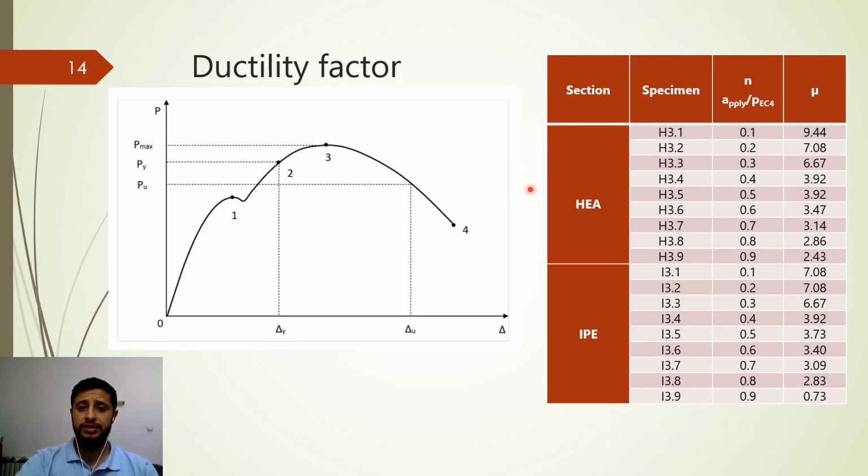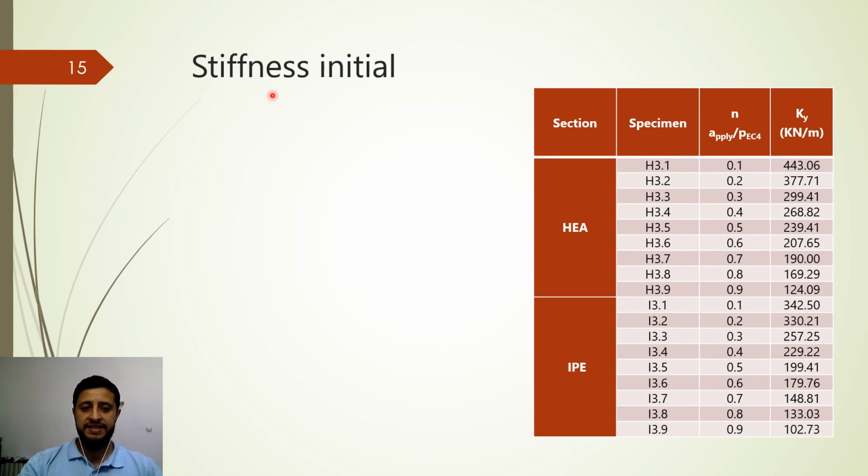Ductility is used to determine the cyclic behavior and deformation capacity of a structural element. It is defined as the ratio of the ultimate displacement to the yield displacement. The results in the table indicate that the first 3 columns in both steel sections have better ductility than the others due to the low axial load compared to their resistance limit. The initial stiffness is used to determine the ability of an element to resist deformation or deflection under an applied load.